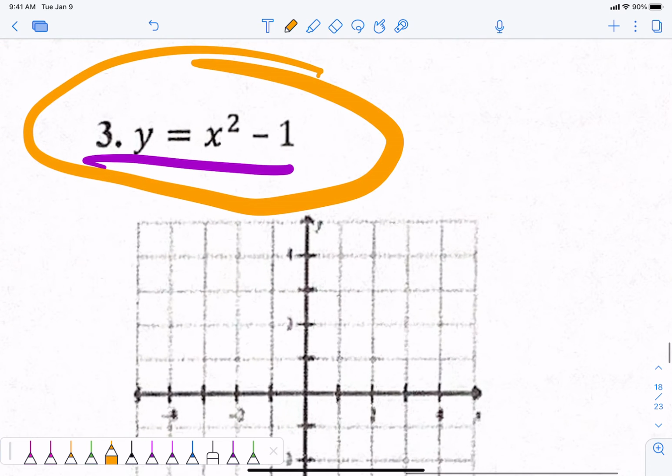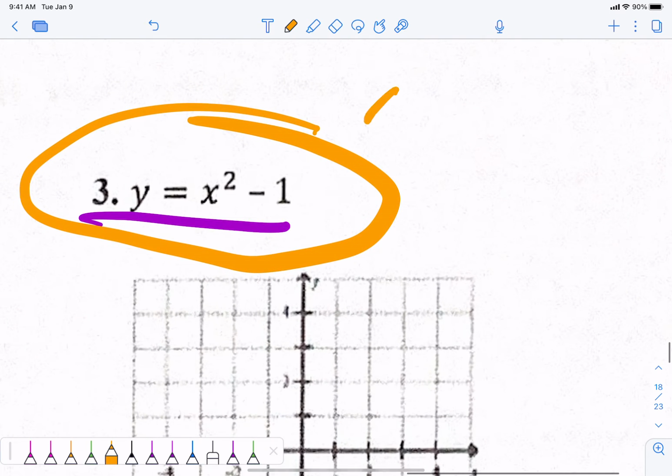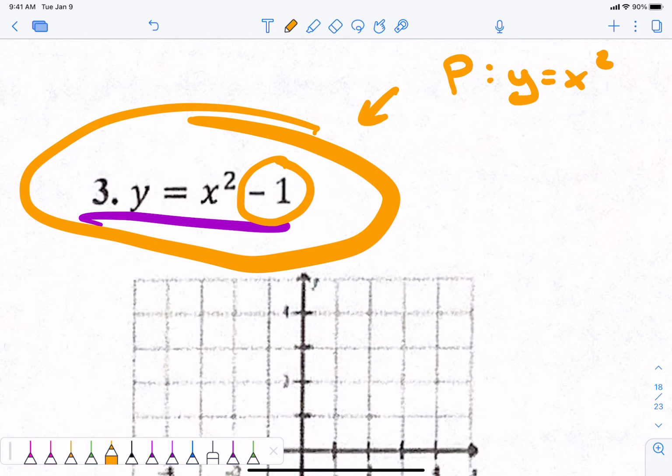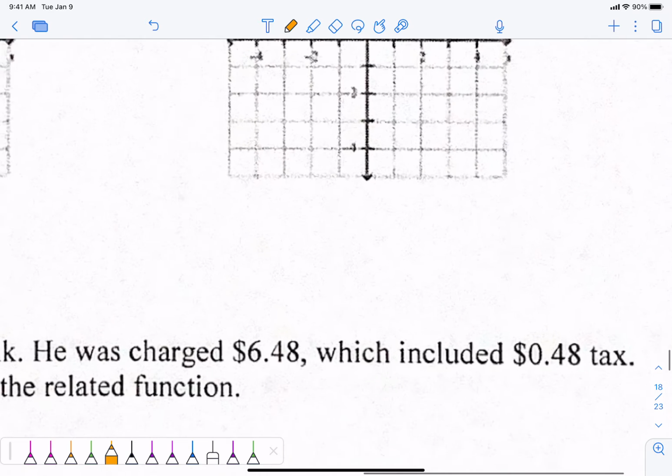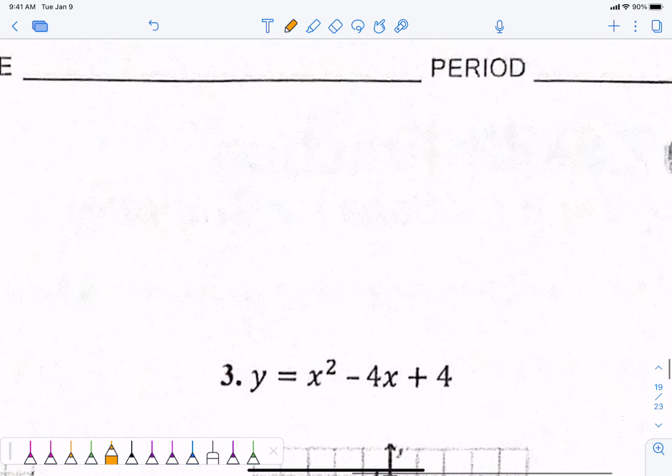This says x squared minus 1. What is its parent function? Kind of like what we were doing the other day. y equals x squared, which we know looks like a parabola, but what is the negative 1 doing to it? It's moving it down 1. That could maybe help you for graphing this thing, right? You can finish that one. But let's go to 3 on the back side.